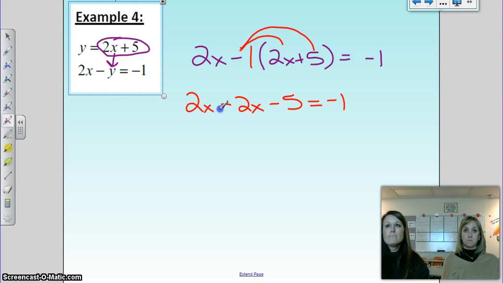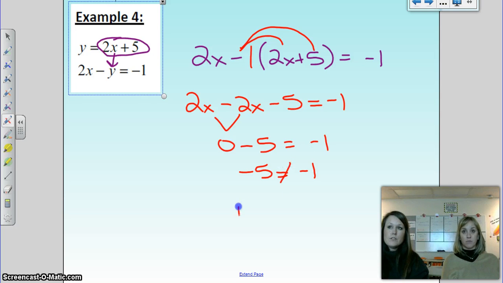2x minus 2x is nothing. Minus 5, oh, I guess it's not going to be... negative 5 equals negative 1. Well, it does not equal. So this is a no solution.